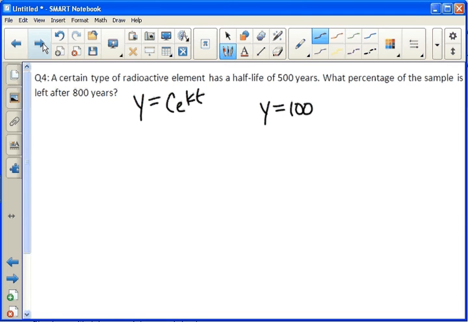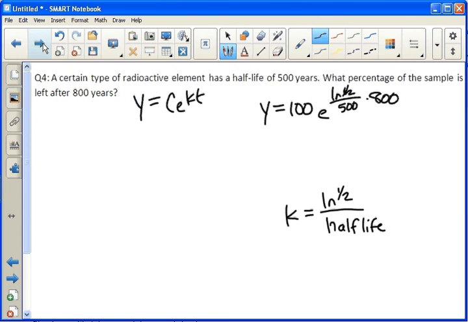So I know my time is 800 years. Now if you remember, there's a very specific formula for k. k is equal to the natural log of 1/2 over the half-life. If you remember that formula, then you can immediately plug in natural log of 1/2 over 500 times 800. But if you don't, and I'm not going to be putting it on this test, you're going to have to just remember it, then there is a way you can solve for it.